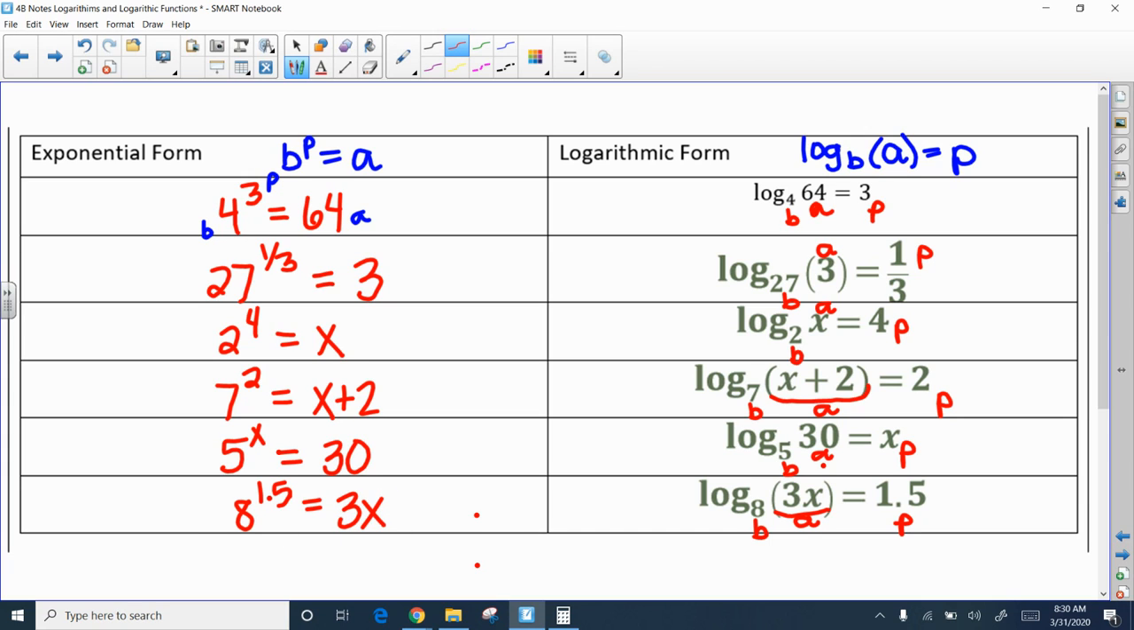All right, so that's going to be a really important skill, is changing between those two forms. So make sure that we know how to change between those two forms. All right, we're going to stop there for today. So make sure that you do the assignment, and then we will continue with the graphs of logarithmic functions later.